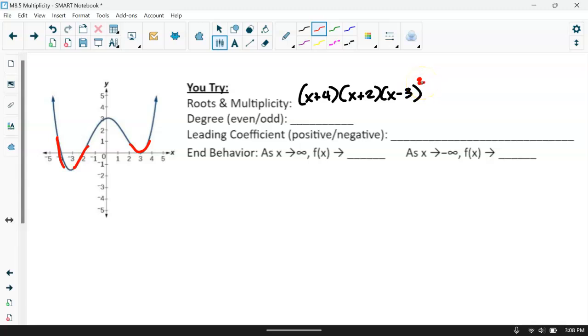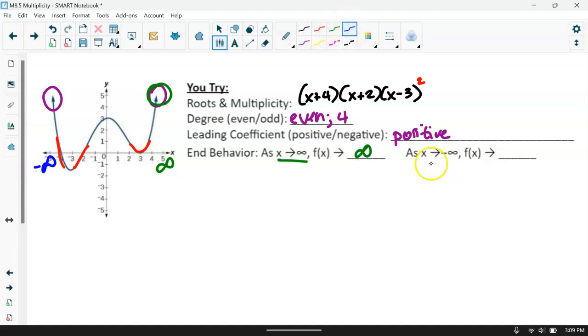So is our degree even or odd? This degree is even, right? Notice how going both directions, same direction. And let's be more specific. What was the degree? The degree is 4 from 2 plus 1 plus 1. Then our leading coefficient is positive because ends are going positive direction here. Then our end behavior. As x's are approaching infinity, as we're going to the right, our f of x values are approaching infinity. Then here, as we're going to the left, as x values are approaching negative infinity, our f of x is approaching positive infinity.